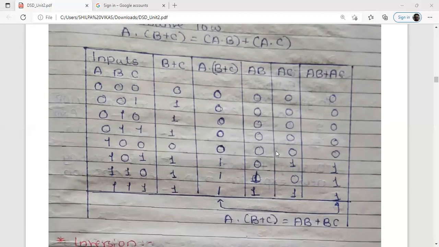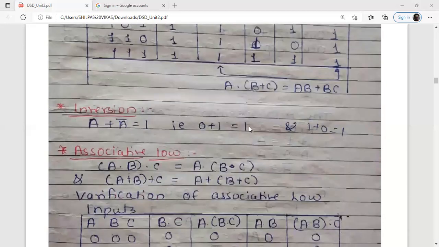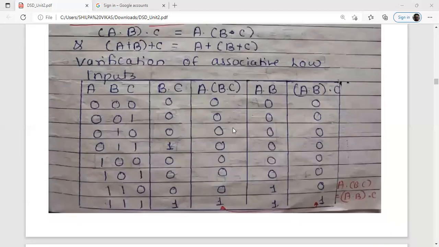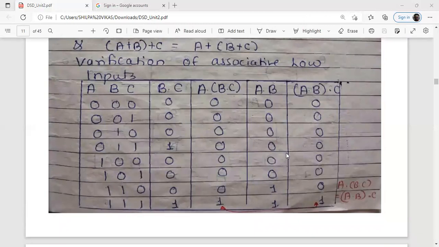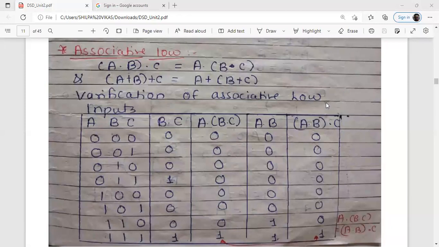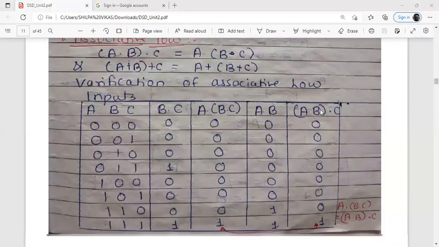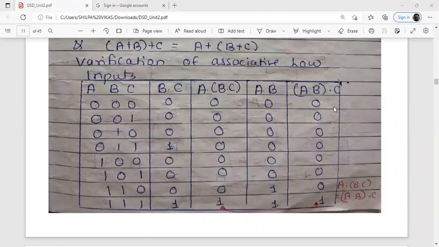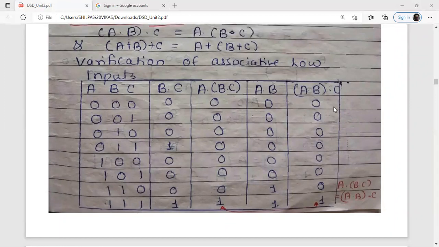Okay, so in this way we can prove inversion law, associative law. Same method you have to follow. You have to write the ABC value, then B dot C value, then multiply A with BC value, then find out the AB and A dot B dot C value. So let's understand that we can prove the associative law and all the important laws, AND law, OR law, associative law, distributive law, inversion law, by using truth table.